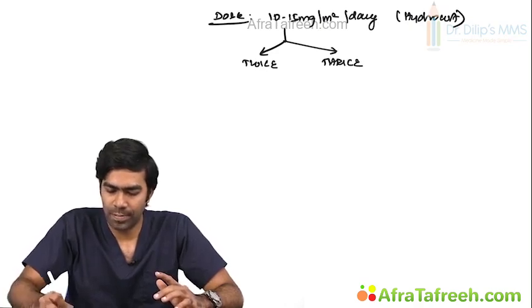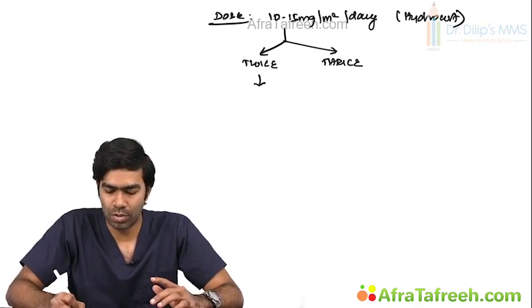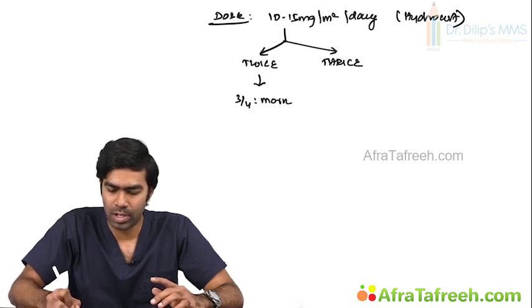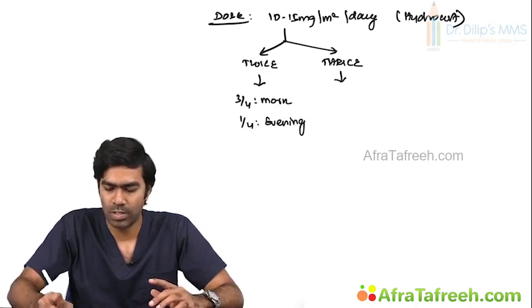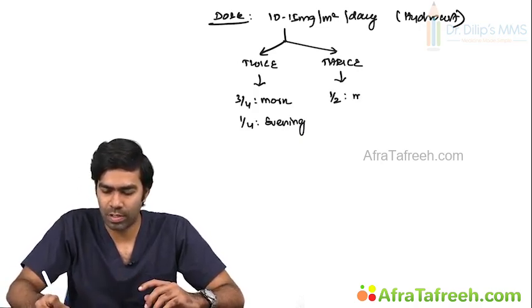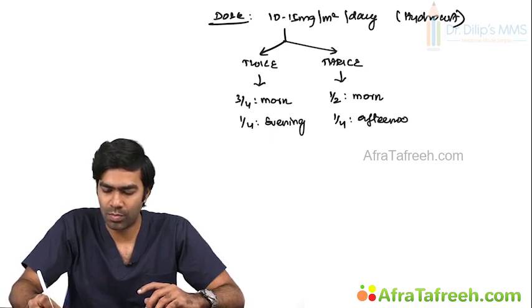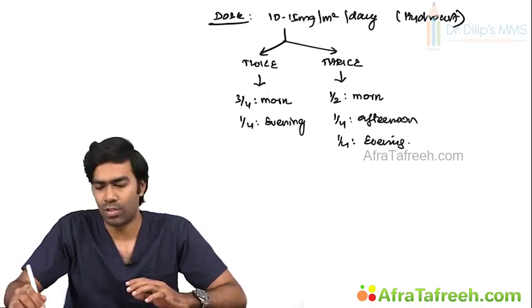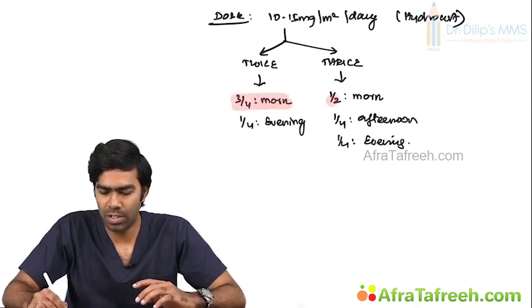So if you are giving twice a day, what is the dosage that you will prefer? 2/3 I'll be giving in the mornings, and remaining 1/3 I'll be giving in the evenings at around 5 or 6 o'clock. Similarly, if you are preferring thrice a day dosing, I'll be giving 1/2 in the morning, and remaining 1/4 I'll be giving in the afternoon, and the remaining 1/4 I'll be giving in the evening. So you can clearly see that whatever may be the dosing regime, the maximum dose should be in the morning.